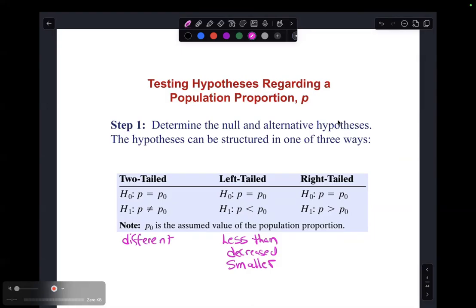And then our right-tailed test is going to say greater than, larger, increased, or any other words that mean bigger than. This is all stuff we did Tuesday, but that we talked about Tuesday, definitely a good reminder before we jump in here.